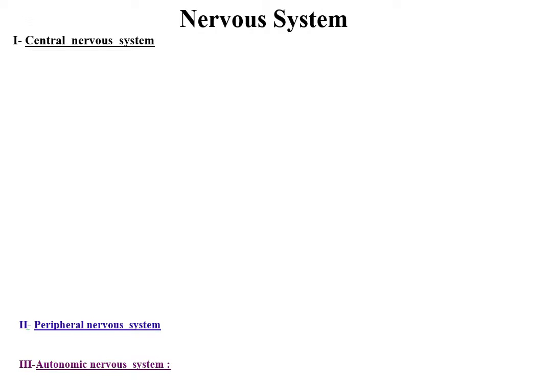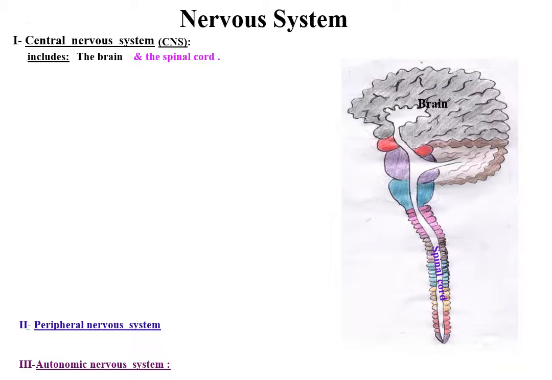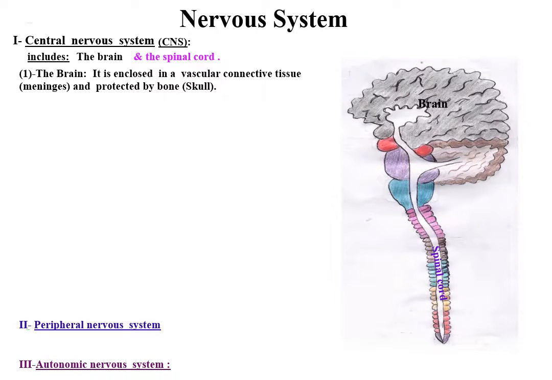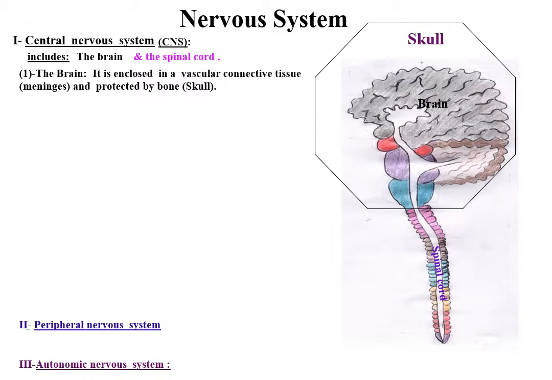Nervous system consists of central nervous system, peripheral nervous system, and autonomic nervous system. Central nervous system includes the brain and the spinal cord. The brain is enclosed in a vascular connective tissue, meninges, and protected by bone, the skull. It is formed of cerebrum, brainstem, and cerebellum.